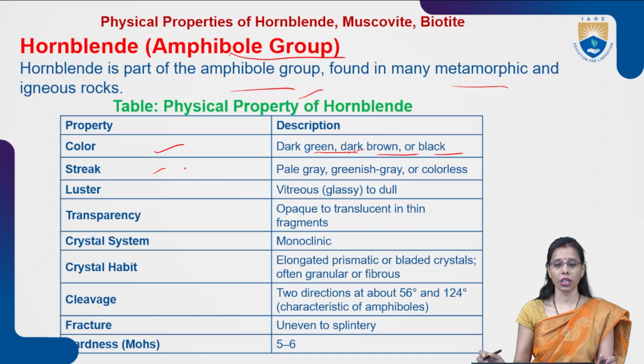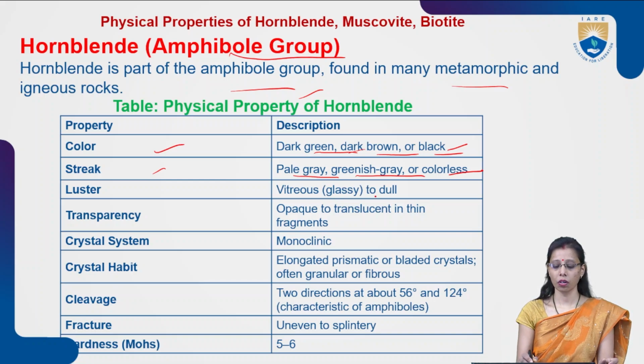Now if you talk about the streak, what is a streak here? Streak is basically the powder form of a mineral. Once you make the mineral into powder form, the color of the powder is called a streak. So when you see the mineral by look, it is not the same color as in the powder form. If the color of the mineral is yellow, then the streak may be white or black, any other color can happen. Streak here is pale grey, greenish grey or colorless. So the color of the mineral is green, dark brown and black, but the streak of this mineral is pale grey, greenish grey or something like colorless.